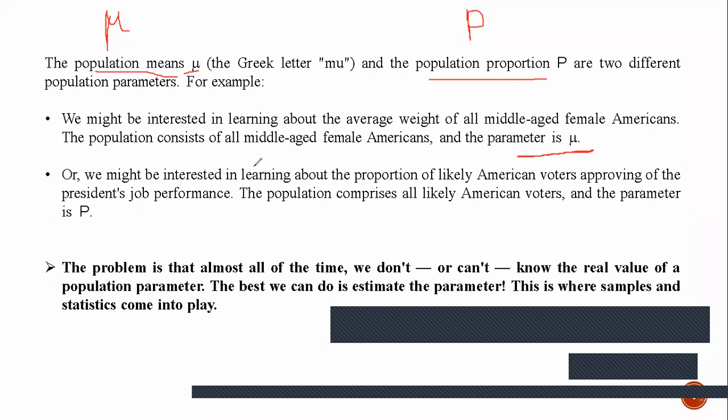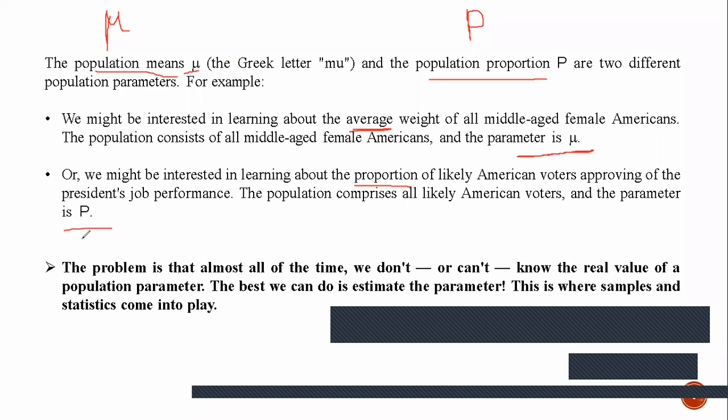Or we might be interested in learning about the proportion. Earlier, we were just interested in the averages, but here we are going to talk about proportions. We might be interested in learning about the proportion of likely American voters approving of the president's job performance. So the population comprises all likely American voters and the parameter is P. That is the population proportion. Is it clear?